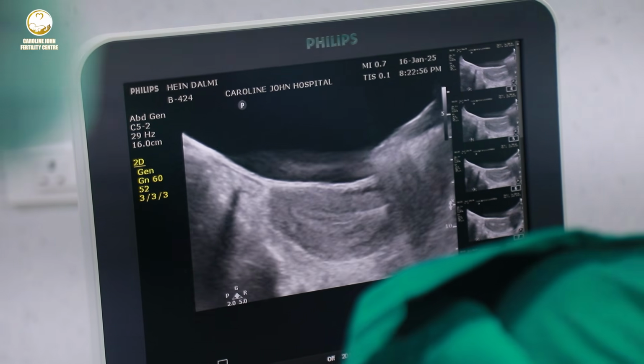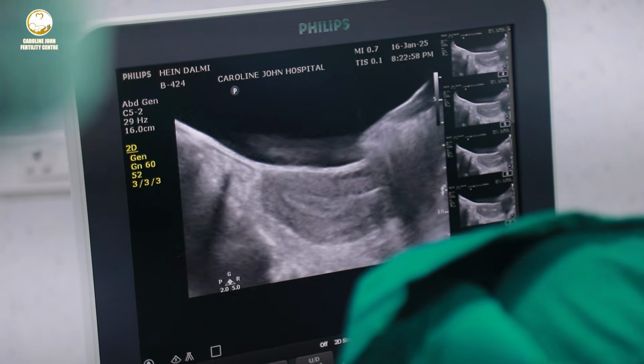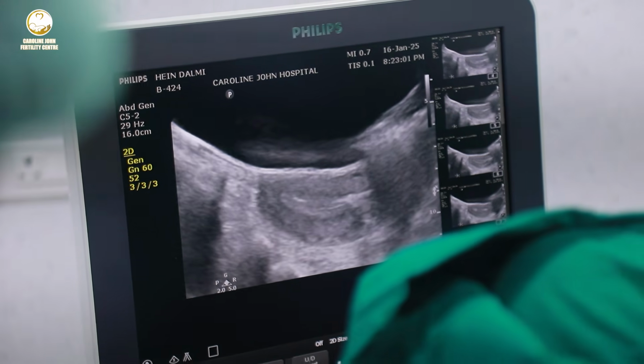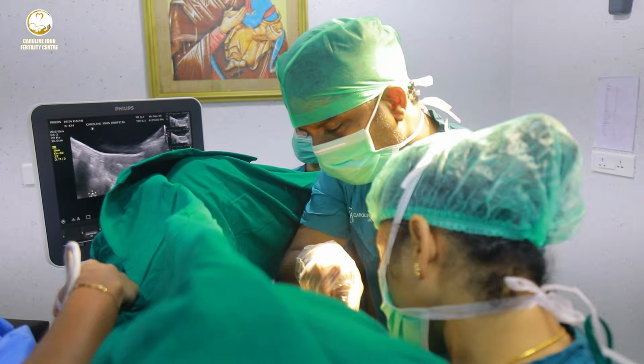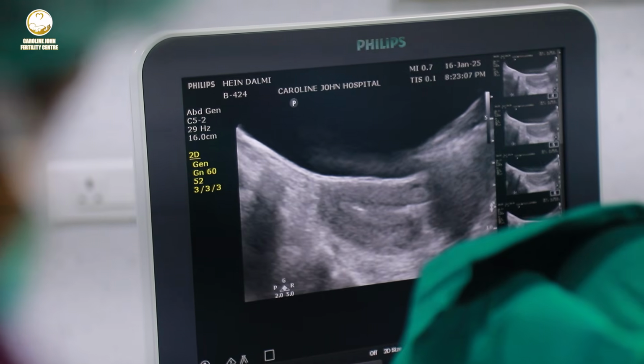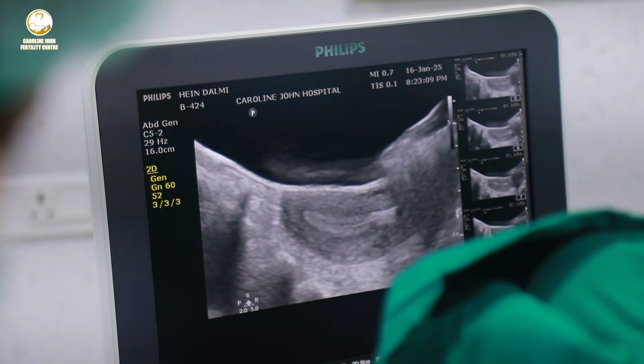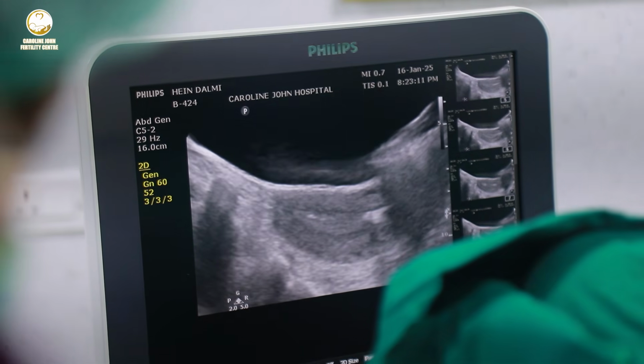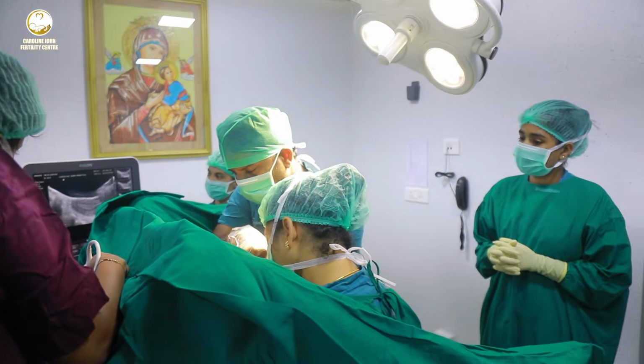No smoking or alcohol, these can negatively impact implantation. Limit caffeine intake. Excess caffeine may reduce success rates, so it is best to keep it to a minimum. Avoid hot baths or saunas. Extreme heat can affect embryo implantation.